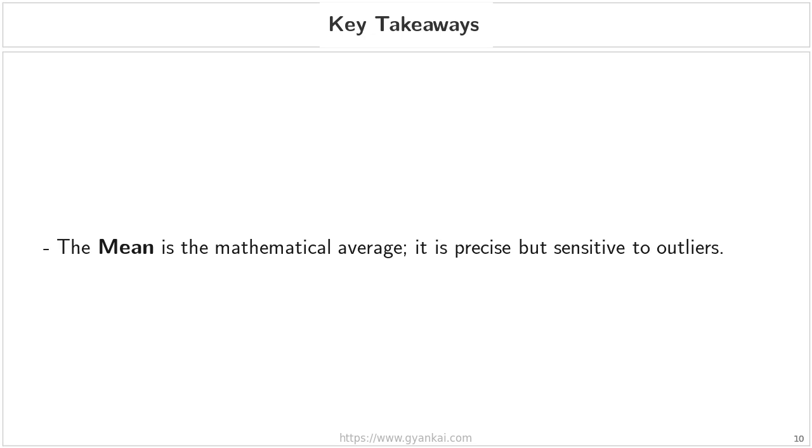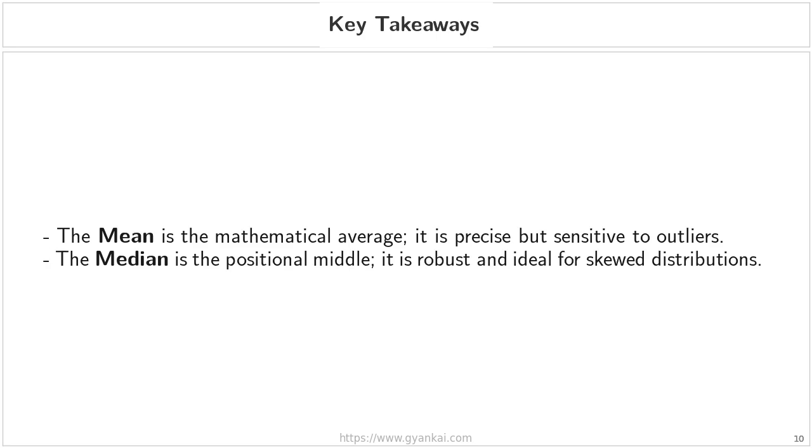Key takeaways. All right, we have reached the end of our tutorial, so let's bring everything together with a final summary of what we've learned today. First, let's revisit the mean. As we discussed with our class test scores earlier, the mean is your mathematical average. It is a very precise measure because it incorporates every single data point into the calculation, but as you saw with the outlier example, it is highly sensitive to extreme values. One single large or small number can pull the mean away from the true center.